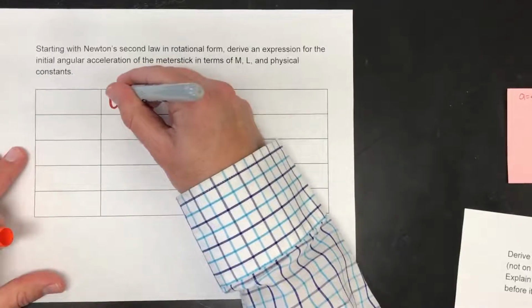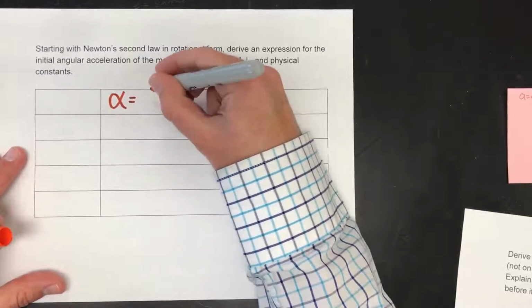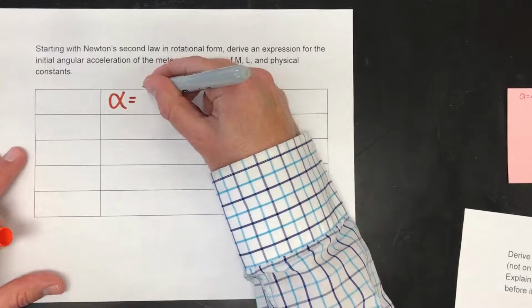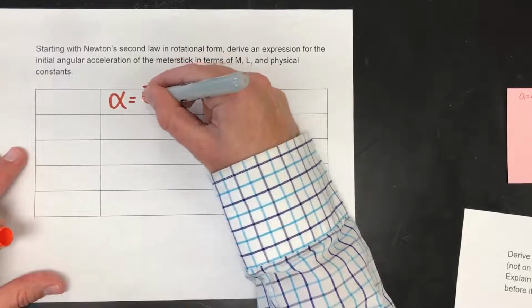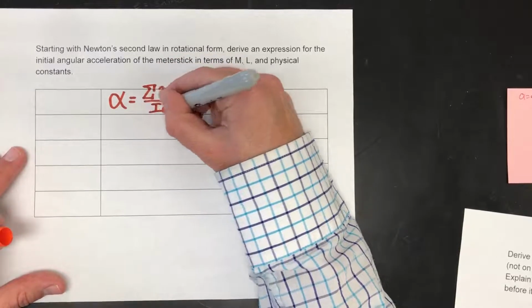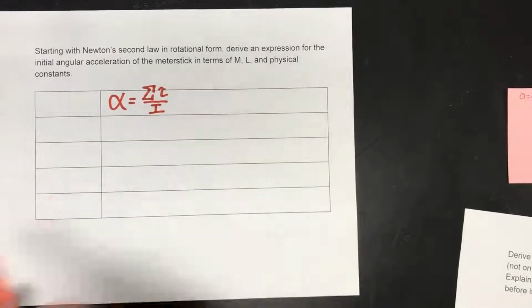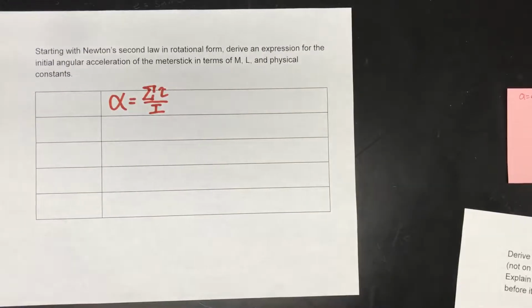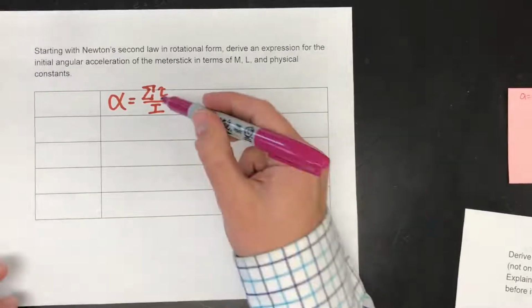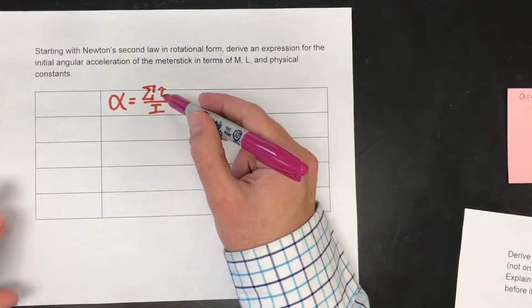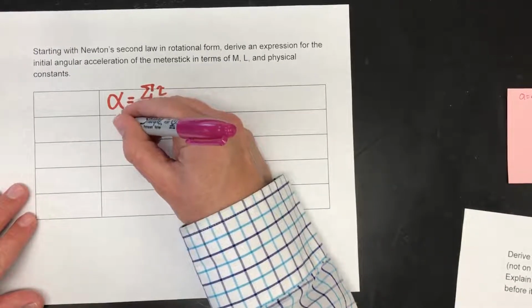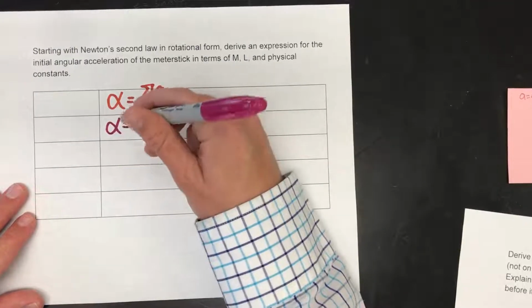I'm going to start with Newton's second law in rotational form. The angular acceleration is the sum of the torques over the rotational inertia. It's just like a equals F over m, but it is the rotational form. The second part is we solve for the net torque. All we have is the torque of gravity, so I'm going to plug that in.